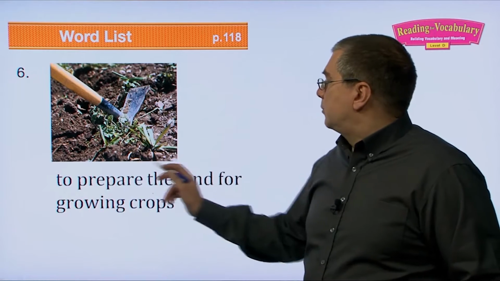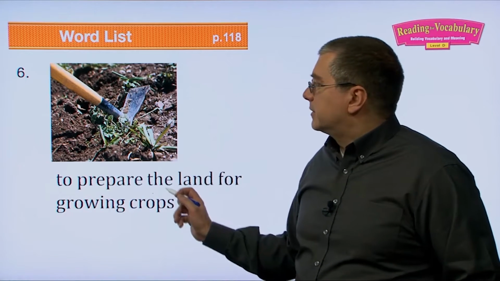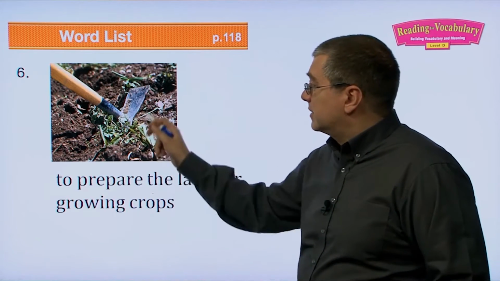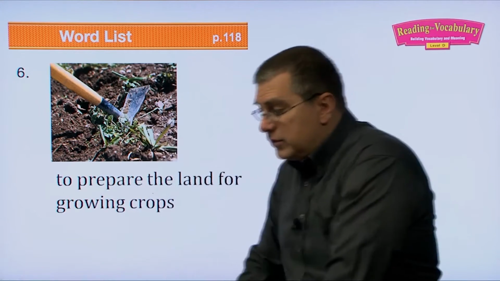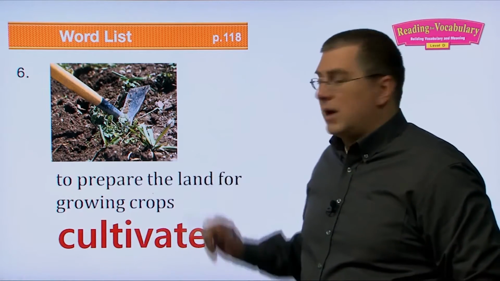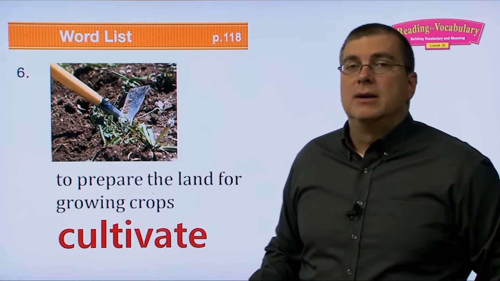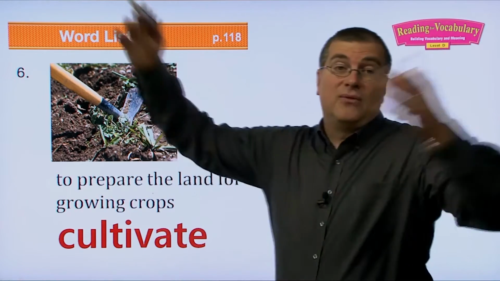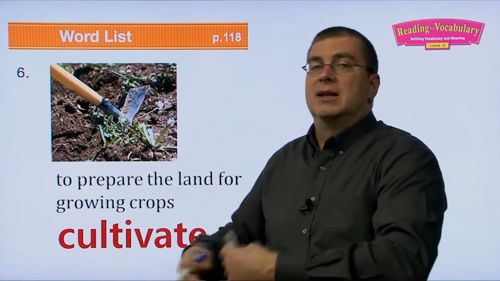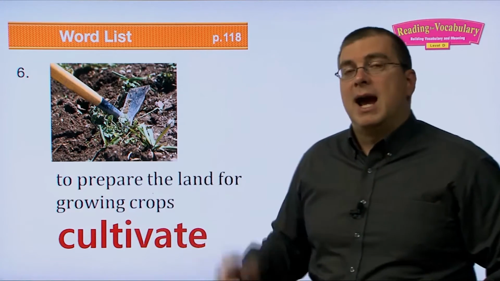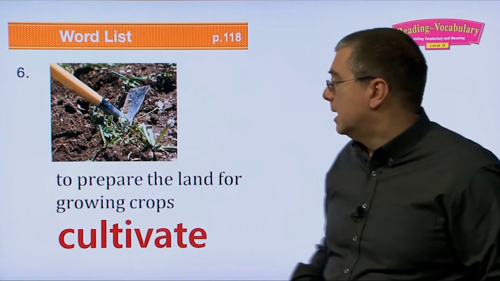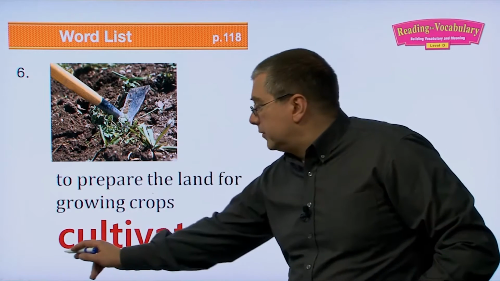Next one. To prepare the land for growing crops. Farming is hard work, right? Especially using this in a garden, in somebody's garden, what do you have to do to the soil? You have to cultivate. You have to prepare the land for growing crops. Now, in a big farm, they have big machines that will turn up the land, that will cultivate the field, and then it's ready so that they can put the seeds down. They can sow the land then. But this is what we call cultivate.